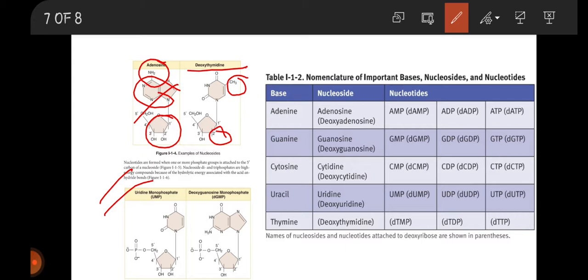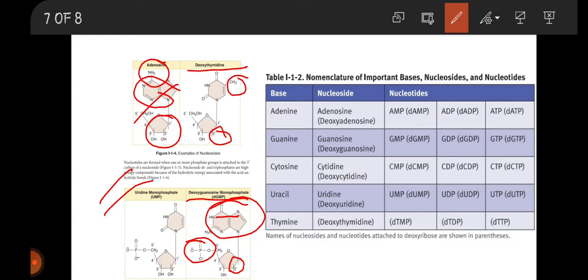This is a purine because it has two rings. It doesn't have an amino group in the 12 o'clock position, so it is not adenine, it is guanine. Okay, and there is no oxygen in the second carbon, so it is deoxyribose, and there is a phosphate too. So what is it? It's guanine, deoxyribose sugar, and phosphate. So deoxyguanosine monophosphate, you can see it.